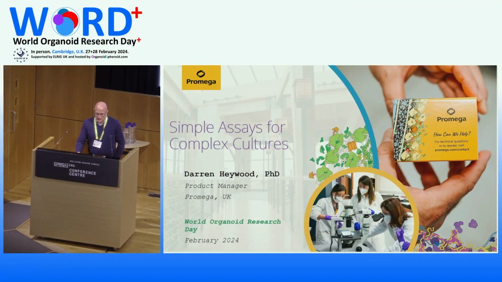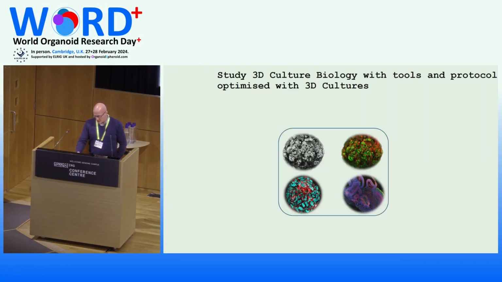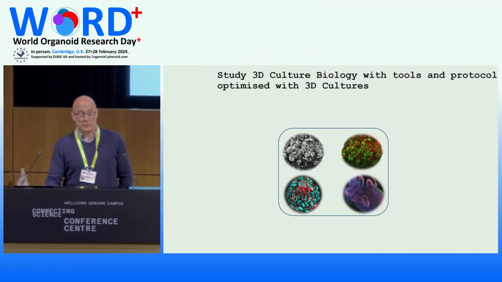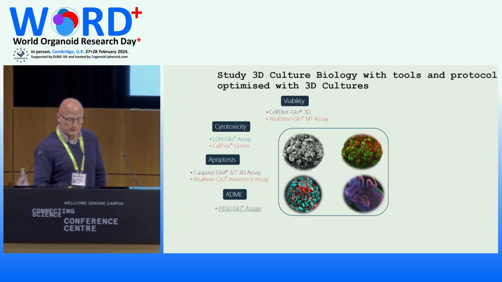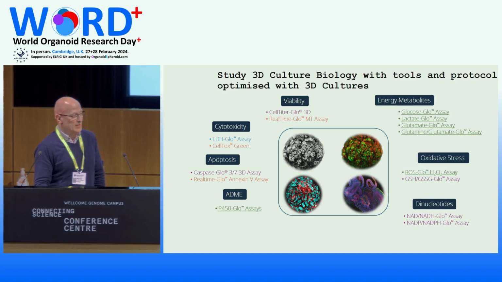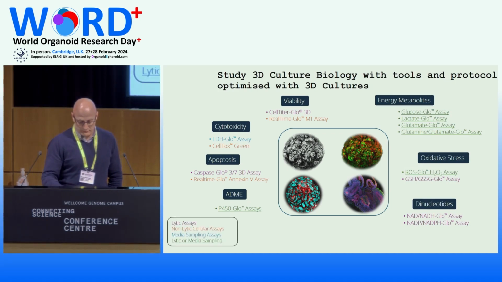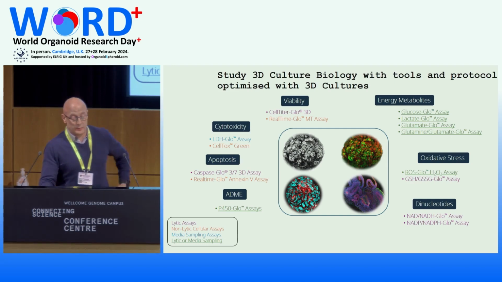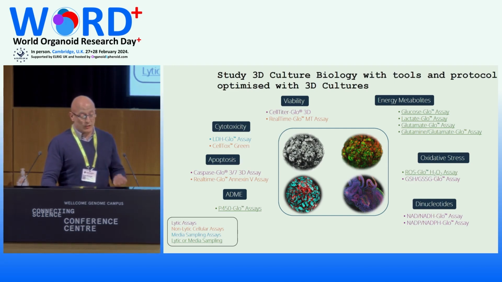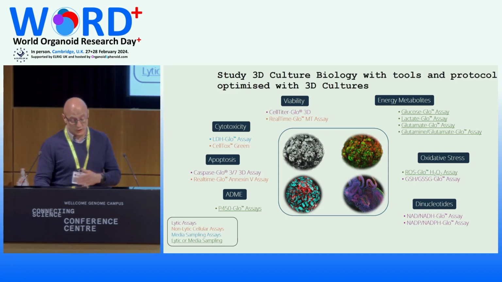So with this slide, I just want to give you an overview of some of our 3D cell-based assays that have been optimised for use in 3D. So we have our cell health assays, and we have our metabolism assays. And these assays can either be lytic or non-lytic cellular assays, or a media sampling assay, or a combination of lytic and media sampling assay, depending on which assay you're using and what protocol you follow.